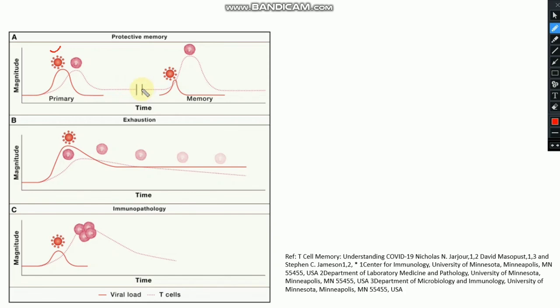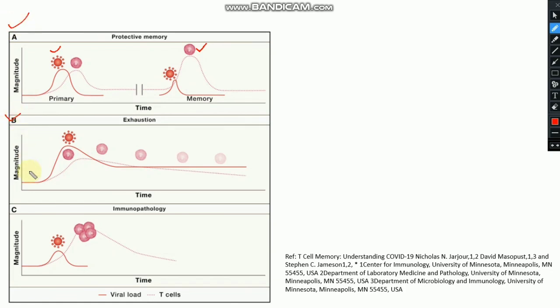So after some time, when reinfection occurs, these memory T cells proliferate. Here you see the proliferation. There is a higher number of these T cells, and they recognize this specific virus and destroy it. And there are three different scenarios. This is scenario 1 and this is scenario 2.